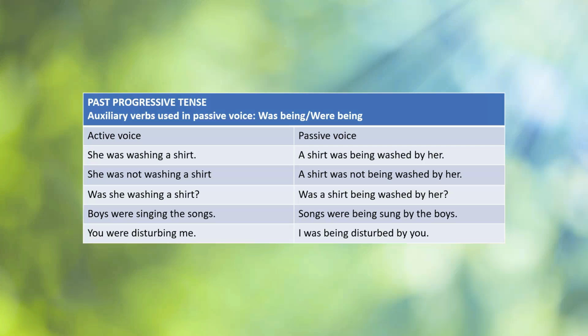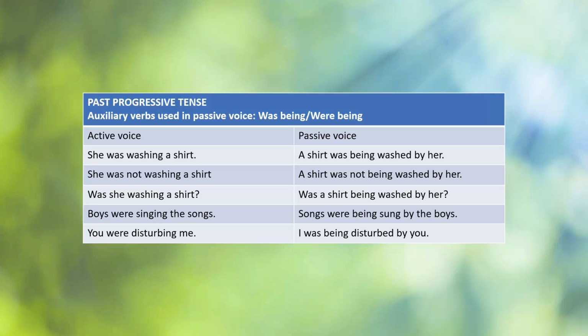Past progressive tense means past continuous tense. The auxiliary verbs used in past progressive tense are was being and were being. Was and were are already in active voice. The extra word added is being. Now let's see one by one. She was washing a shirt. In passive voice, we will interchange the places of she and a shirt and put being and the V3 form. So a shirt was being washed by her.